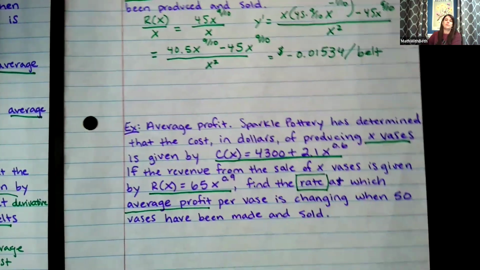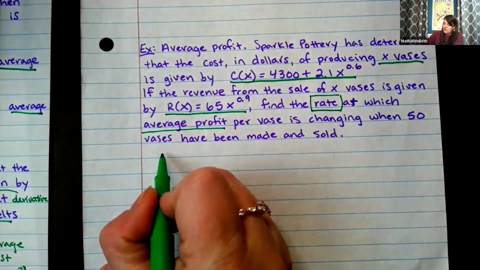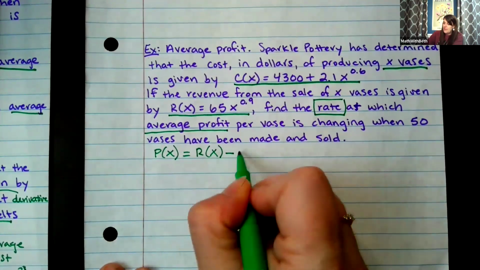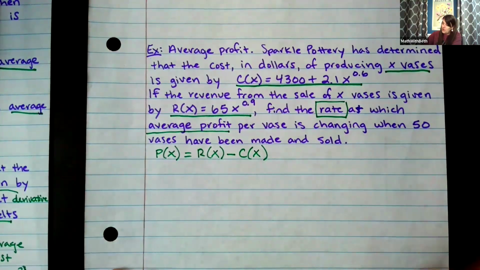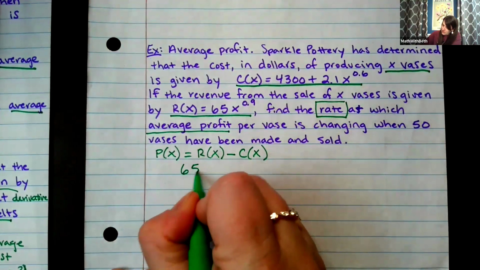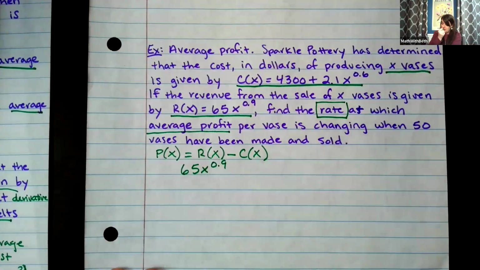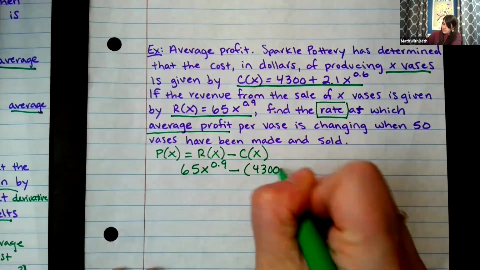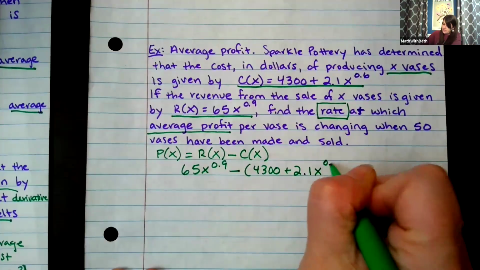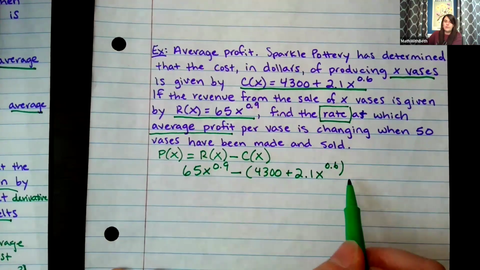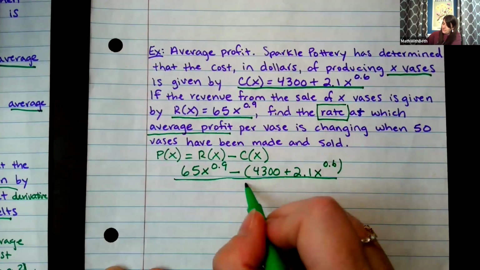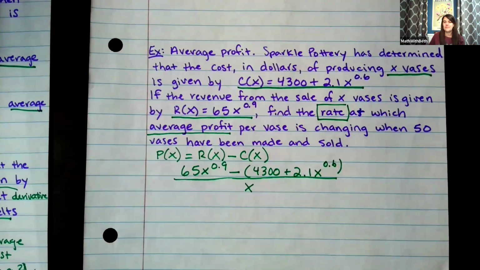They did not give us the profit equation. So the first thing we have to do is remember that the profit equation equals the revenue minus the cost. So in this example, it would be the 65 times x to the 0.9 minus the cost, which is all this. So that is our profit. And since they want the average profit, we again need to divide by x. So this is our equation for average profit.